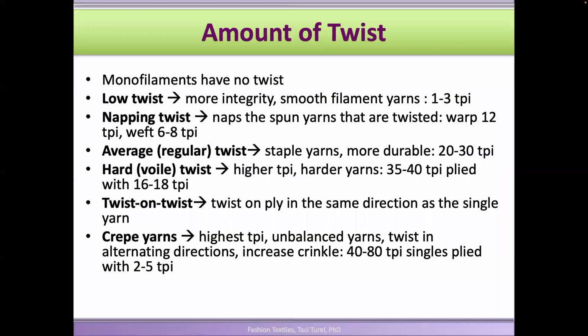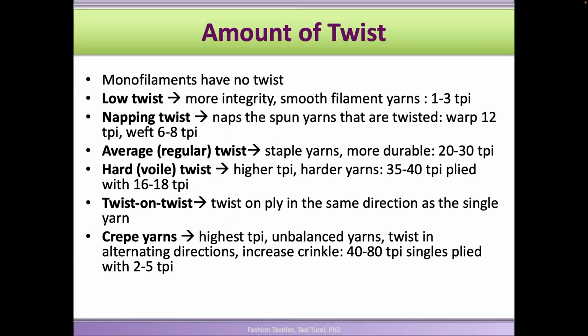So the amount of twist really depends on what kind of fabric you're making, what kind of yarn you're making. So when a yarn has about 1 to 3 turns per inch, we call it a low twist yarn. And that's usually for smooth filament yarns that don't require a lot of twist to stay together. So that's mostly for fibers that have more integrity. Napping twist can be around 12 turns per inch for warp yarns, 6 to 8 turns per inch for weft yarns. A regular or average twist is 20 to 30 turns per inch or TPI.